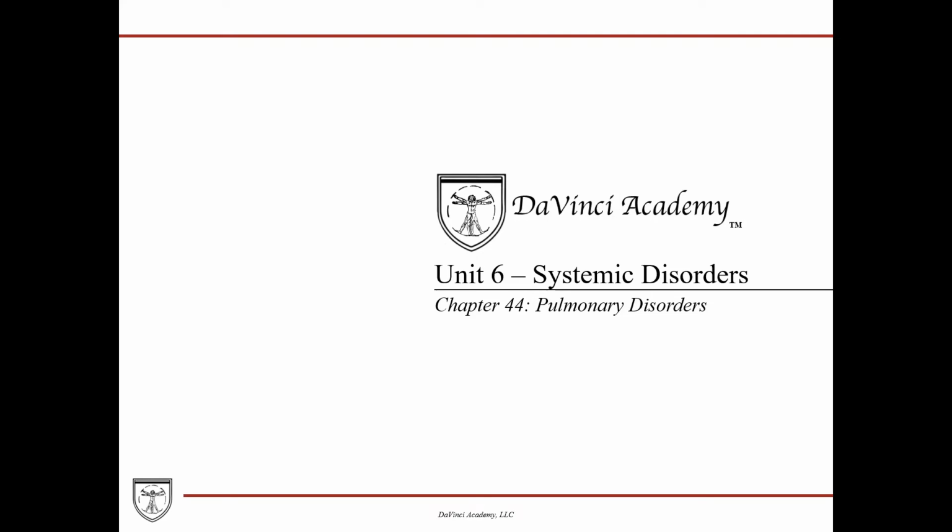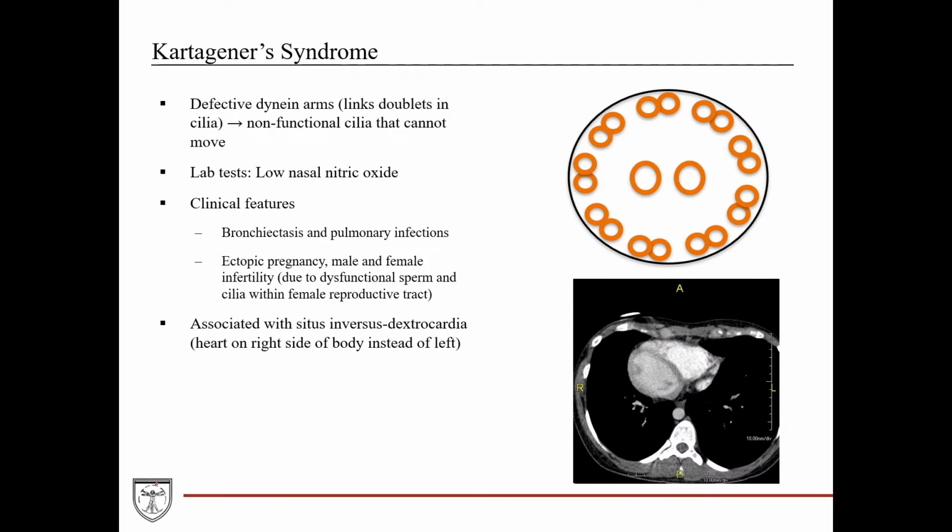All right, so in this lecture of Unit 6, we're going to talk about biochemistry diseases that affect the pulmonary system. So first, Kartagener syndrome, which is also known as primary ciliary dyskinesia. And the source of Kartagener syndrome is actually defective dynein arms. And if you remember, dynein is one of those motor proteins that moves along a microtubule.